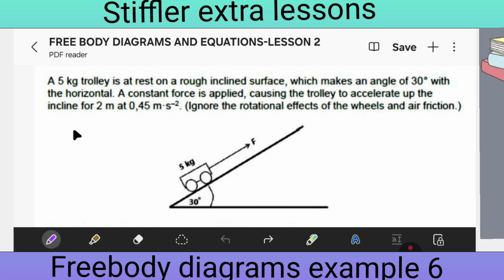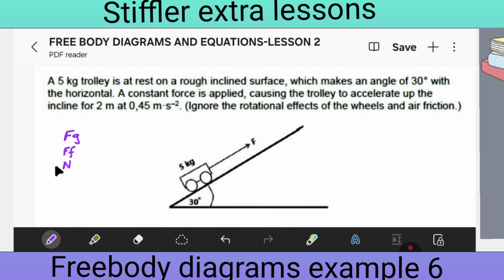So already we have heard that it is a 5 kg block, so it means that it is having Fg, and it is at rest on a rough inclined surface. So if it's a rough surface, already we know that there is also frictional force, and again it is on a surface, so it will have the normal force as well, which makes an angle of 30 with the horizontal.